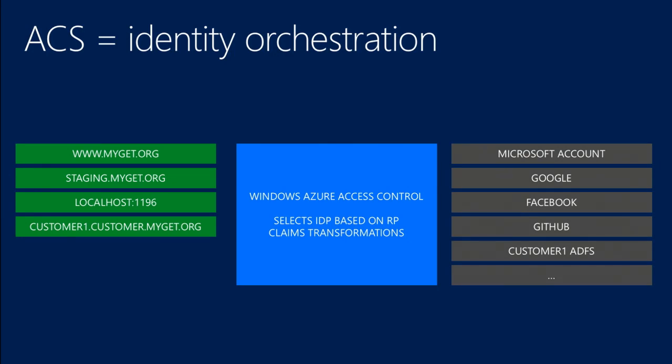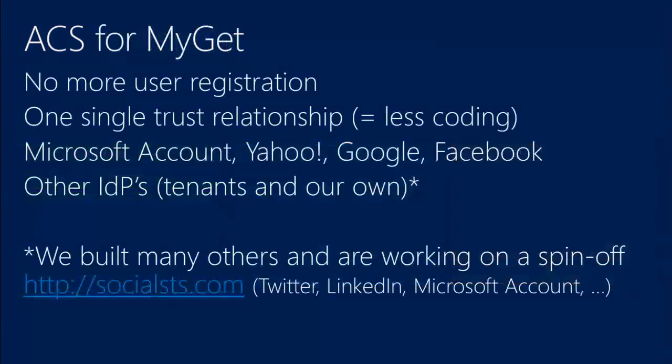We can configure this. If a tenant decides he wants to add Google accounts, for example, we can simply enable the checkbox in ACS, and we don't have to change the actual application code or the application configuration there. We have no more user registration. Well, we do have, and I'll explain later on. We have one single trust relationship, so we trust ACS to do all our identity stuff, which means less coding. Whenever a new identity provider pops up that we want to support, we don't have to write our own code to implement this.